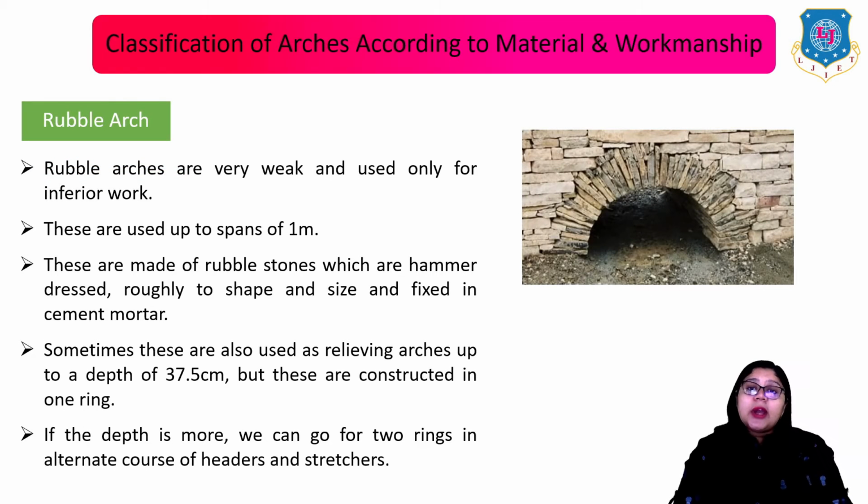Rubble arches are very weak and used only for inferior work. These are used up to a span of 1 meter. These are made of rubble stones which are hammer dressed roughly to shape and size and fixed in cement mortar. Sometimes these are also used as relieving arches up to a depth of 37.5 cm, but these are constructed in one ring. If the depth is more, we can go for 2 rings in alternate courses of header and stretcher as shown in this figure.